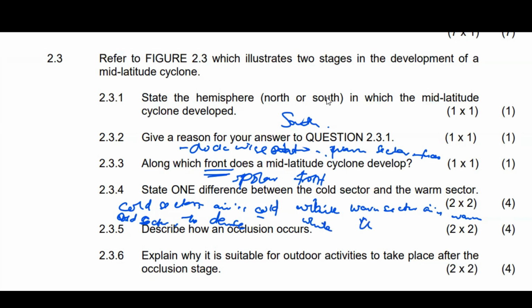Okay, it will be light or less dense. You can also give another characteristic. Because here is cold air, what do we know about cold air? Cold air results in high pressure. Therefore, we shall say within the cold sector, there is a high pressure. But within the warm sector, there will be a low pressure.